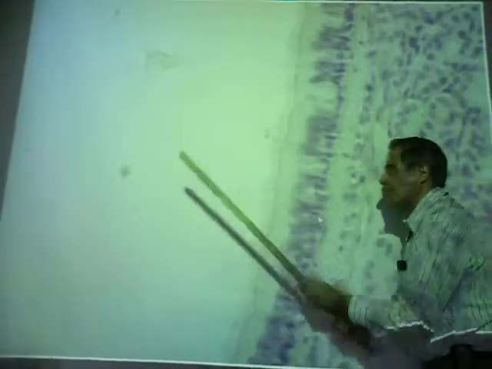Okay, first off, you should be able to identify the epithelium that lines the trachea. What kind of epithelium are we talking about here? Pseudostratified ciliated columnar epithelium, right? That's this, from here out. That'd be the lumen, that's where the air passes.